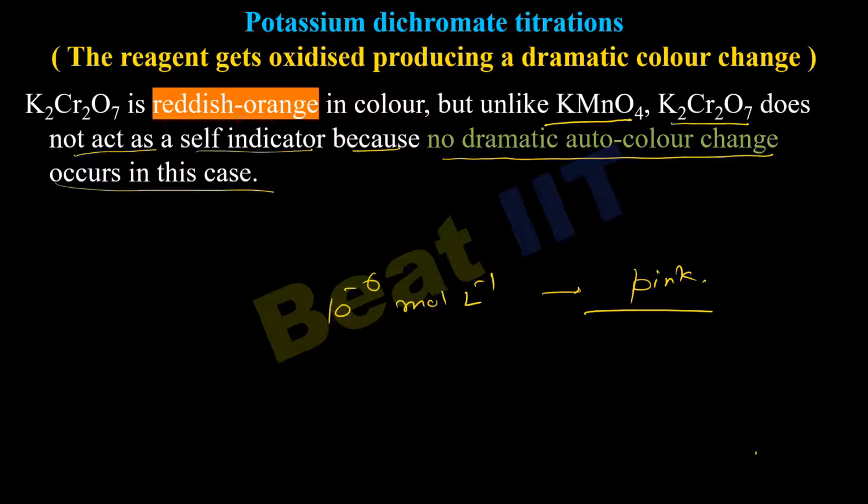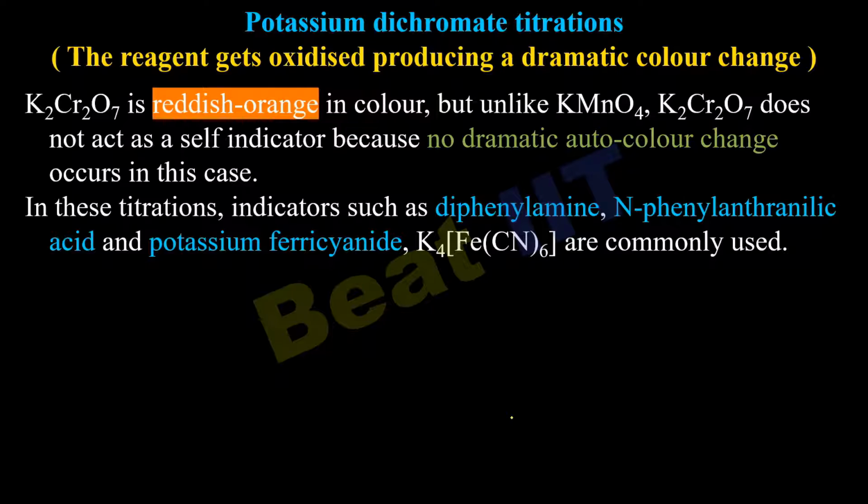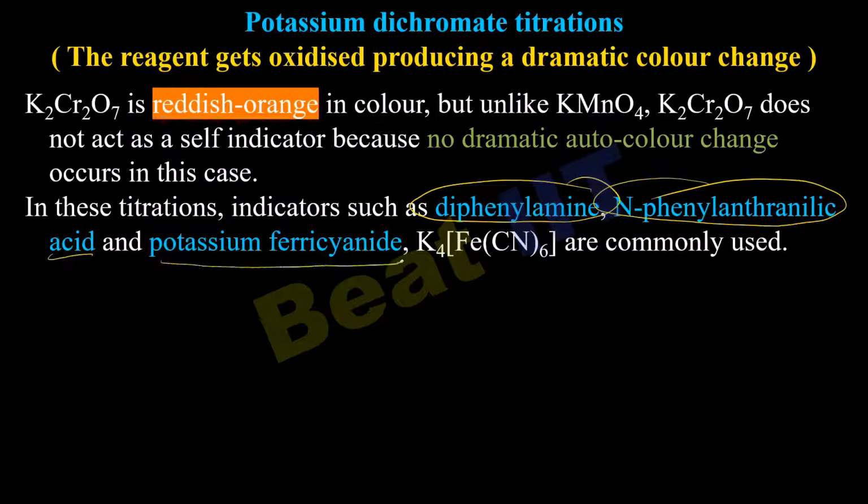So there will be a dramatic color change even with a very slight concentration. This is not the case for K2Cr2O7, potassium dichromate. So that's why we can't use potassium dichromate as a self-indicator. So how do we use potassium dichromate? In these titrations, indicators such as diphenylamine, N-phenylanthranilic acid or potassium ferricyanide are commonly used.